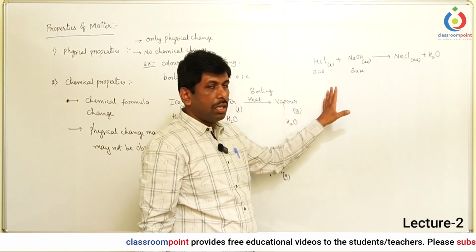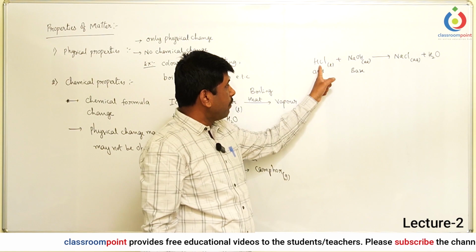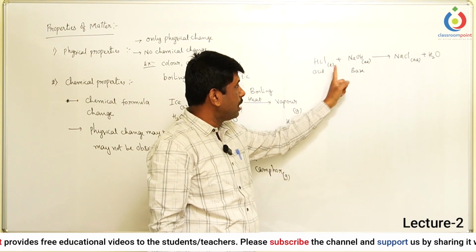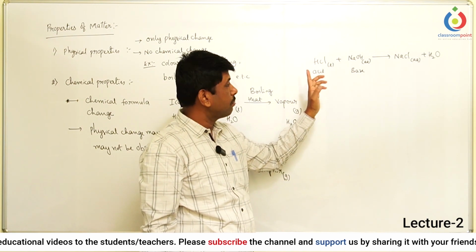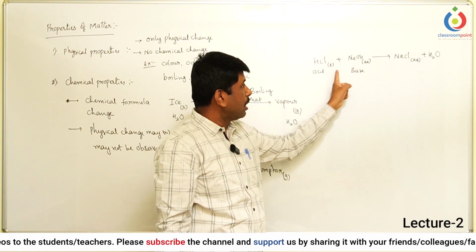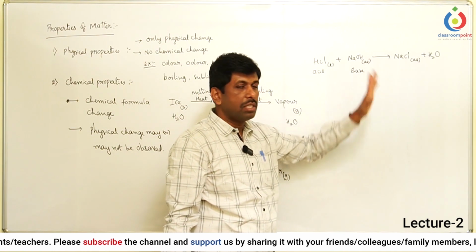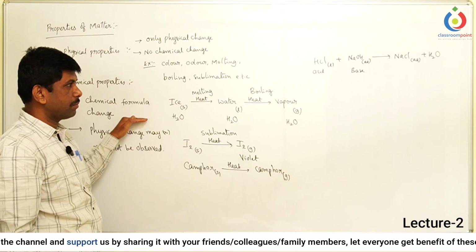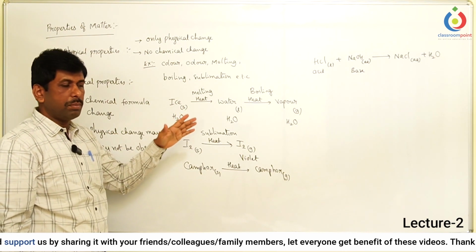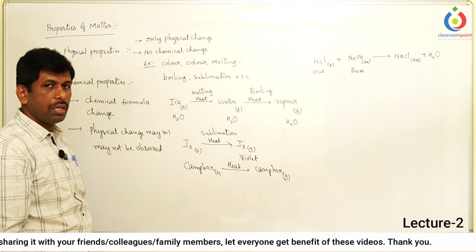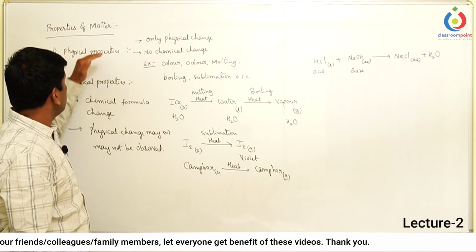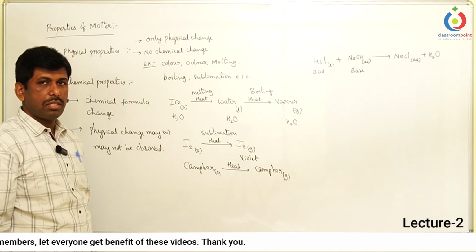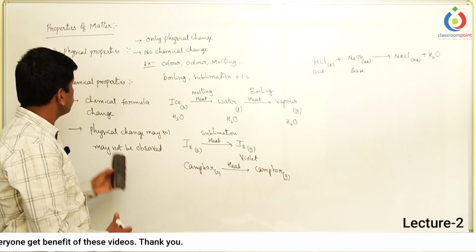So in this particular chemical reaction, the HCl and NaOH we started with do not exist after the reaction. Means there is a complete change of the chemical formula. At the same time, both are almost in liquid form and no change of physical state is observed in this case. So for chemical properties, a change of chemical formula is observed and a change of physical state may or may not be observed. So this was some introduction to the properties of matter. Now let us discuss measurements.